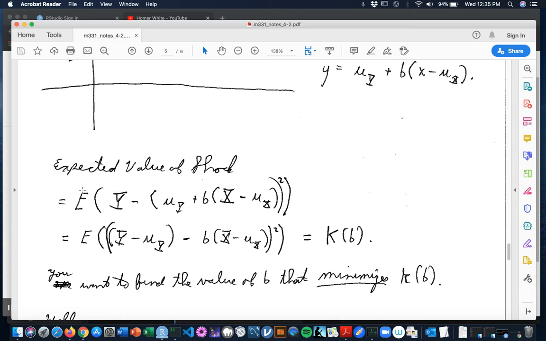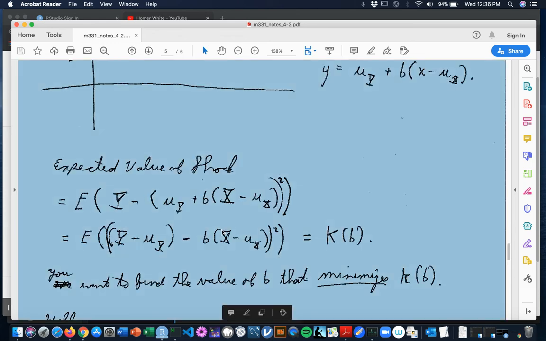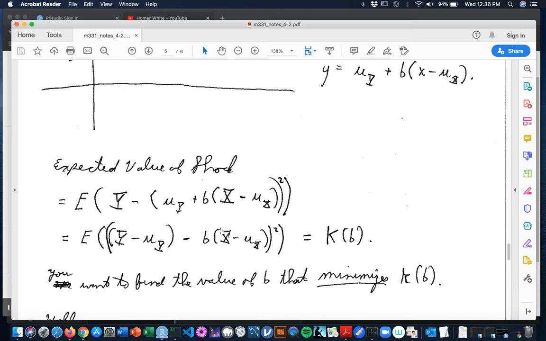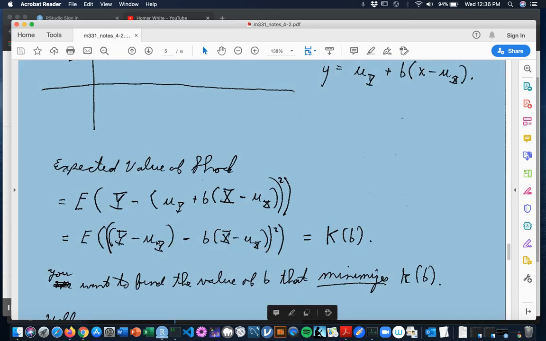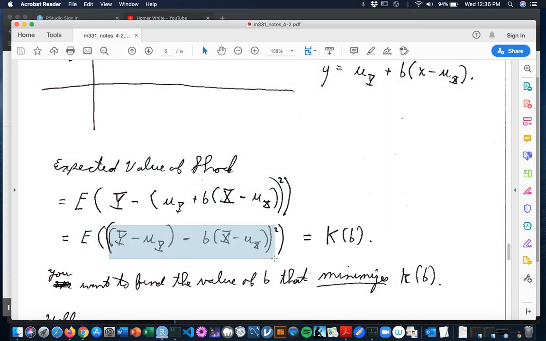So you need to minimize that expected value. Now I'm going to rewrite the expected value just a tiny bit. I'm going to group the y and the mu y together, and then I have a minus b times this stuff. And then, of course, the whole thing is getting squared.